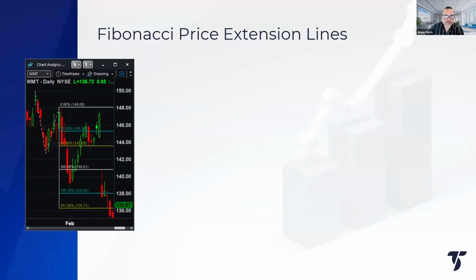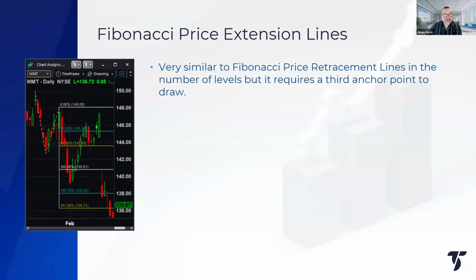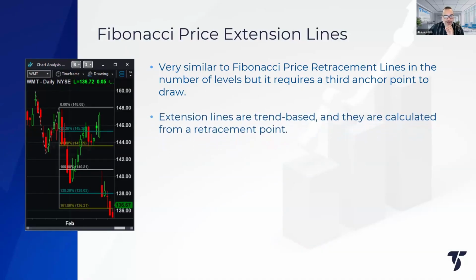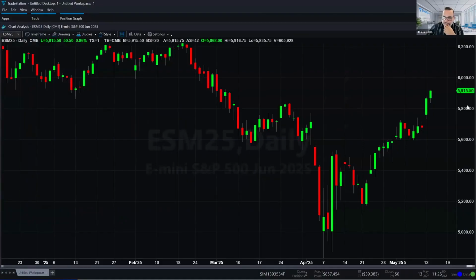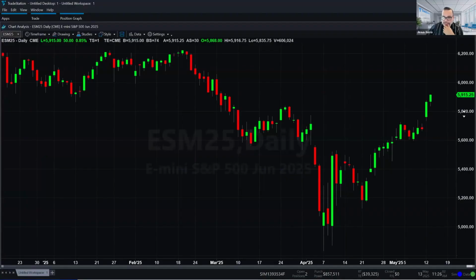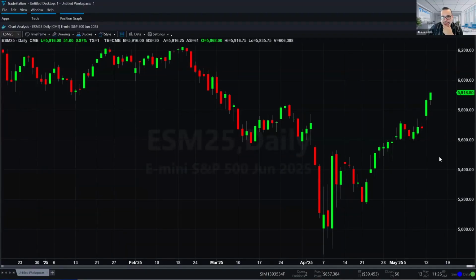The next one is the Fibonacci price extension lines. Very similar to the Fibonacci price retracements in the number of levels, but it requires a third anchor point to draw. Extension lines are trend-based, and they're calculated from a retracement point, used to monitor support and resistance levels as well as the breakout price activity from a specified retracement level. Let's go ahead and take a look at that on TradeStation and what the difference is from the regular retracement lines.